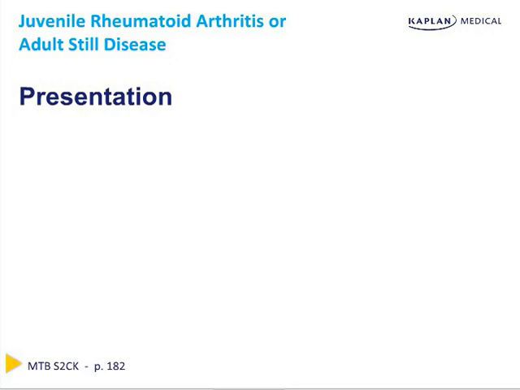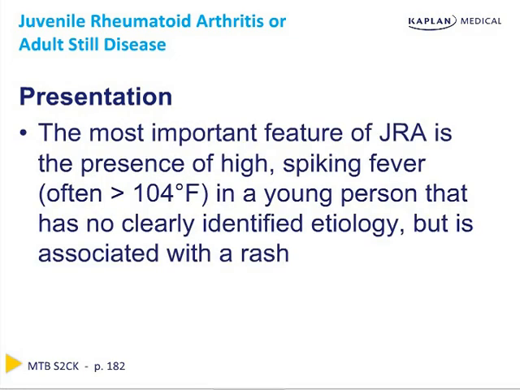Well, this is unquestionably the single most important and nearly the only fact you need to know about it. The most important feature is the presence of high, spiking fevers, greater than 104 degrees most often, in a young patient that has no clearly identified etiology and also presents to you with a rash.